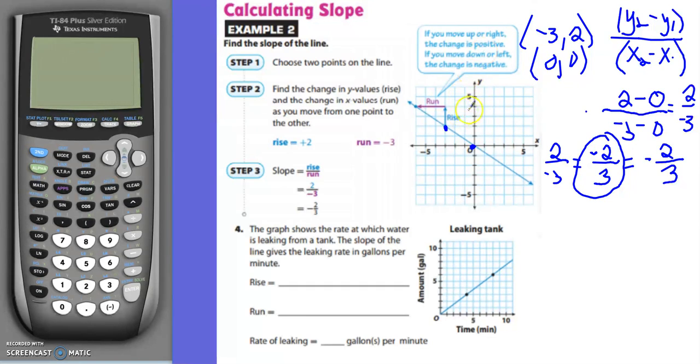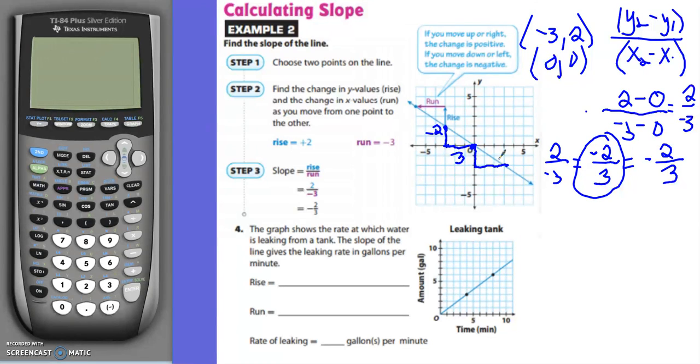Also, I want you to know that besides picking 2 ordered pairs, you can just take a look at the graph and notice that it is going down 2 and it is going to the right 3. Okay, so that's another way to look at it. It is going down 2 to the right 3. Let's take a look at the last one.